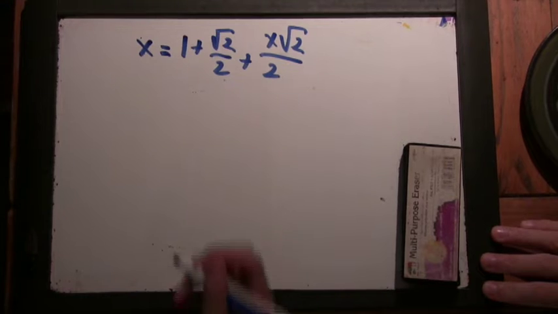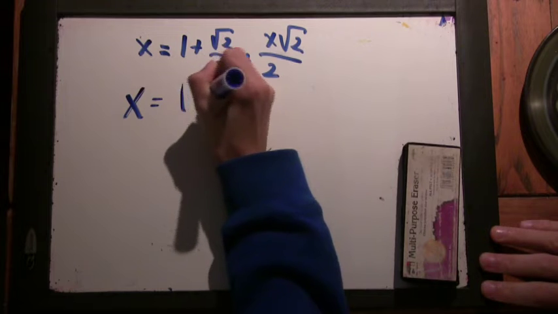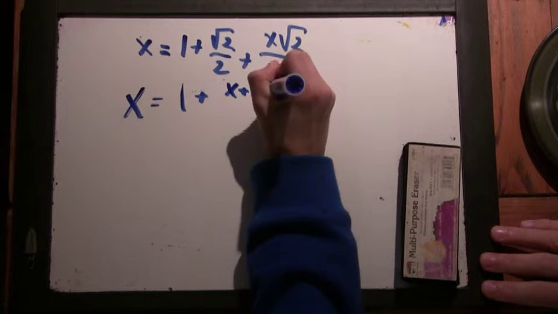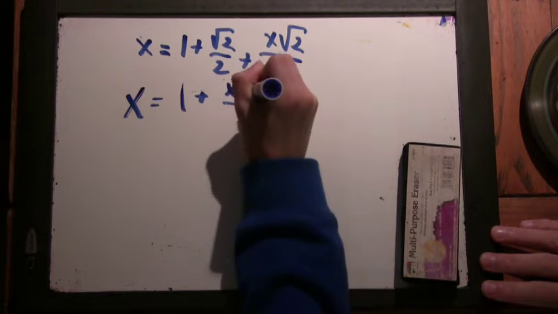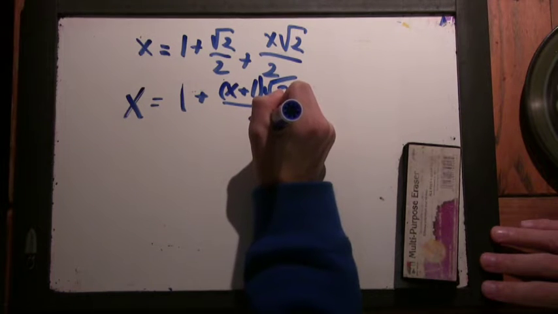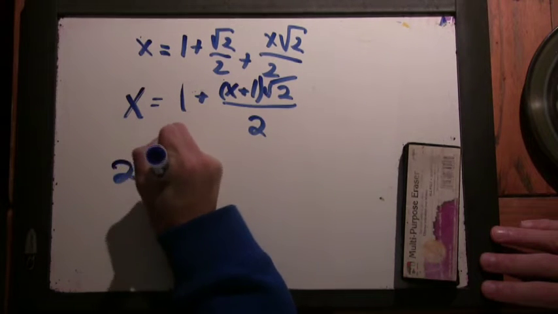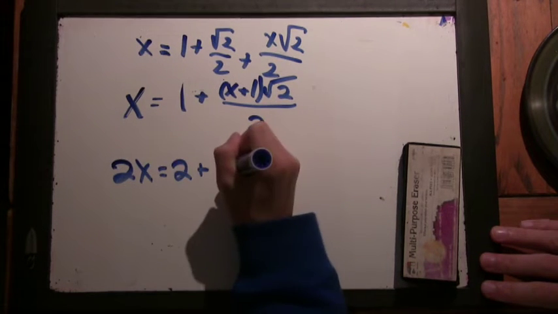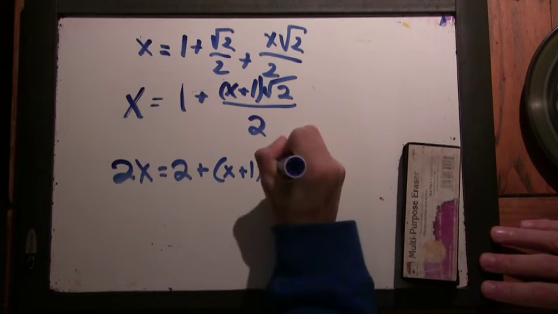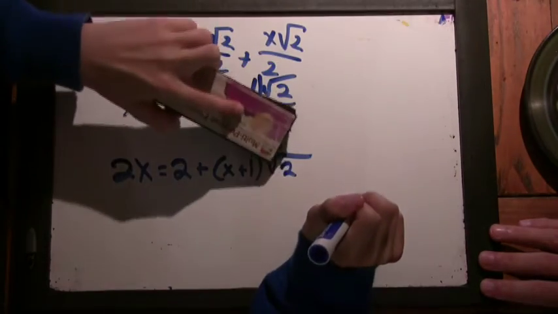So if we combine them before multiplying, x is 1 plus x plus 1 over 2. Okay. Then we multiply by 2. We get 2x equals 2 plus x plus 1. Just 2.